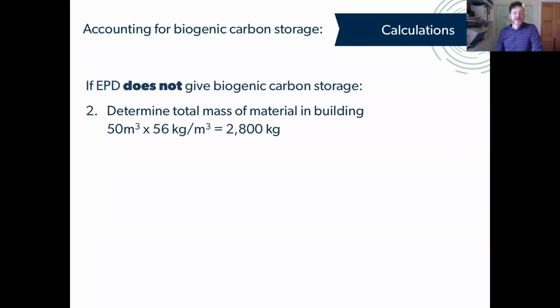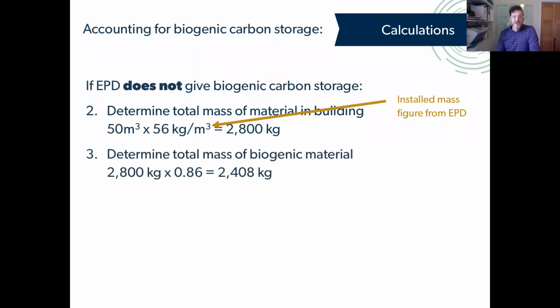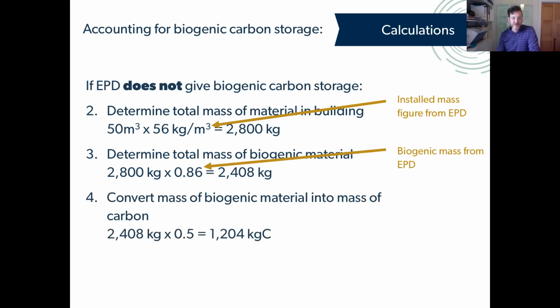And then I'm going to determine again how much of that material is in the building. The EPD tells me that dense packed cellulose is packed in at 56 kilograms per cubic meter. And in this case, I'm assuming my building is using 50 cubic meters of that material. So there's 2,800 kilograms of cellulose. 86% of that weight is biogenic. So we saw where we found that, and there's where we apply that number.